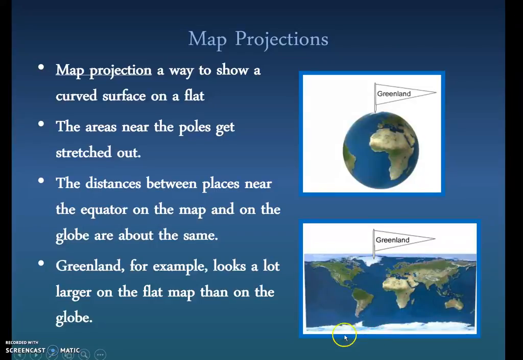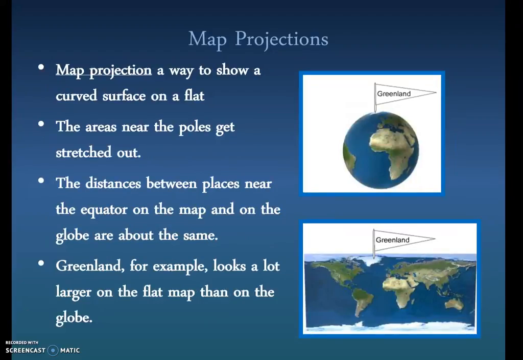But things near the poles get all stretched out. This example here shows that Greenland is pretty small, way up here near the Arctic Circle. But when it gets flattened out on a map, it looks much larger. Same thing for Antarctica here at the bottom. It gets all stretched out. So that's one problem that map makers come up against.